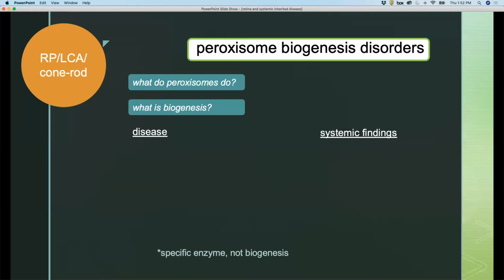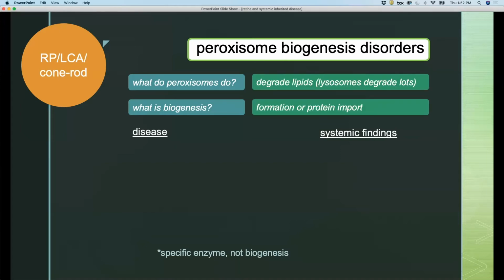Okay, so let's go on to the next organelle, peroxisomes. So what do peroxisomes do? I always forget, but I think they also break down waste products? Yes, great. So they also break down waste products. They specifically break down lipids, whereas lysosomes break down a whole bunch of different things.